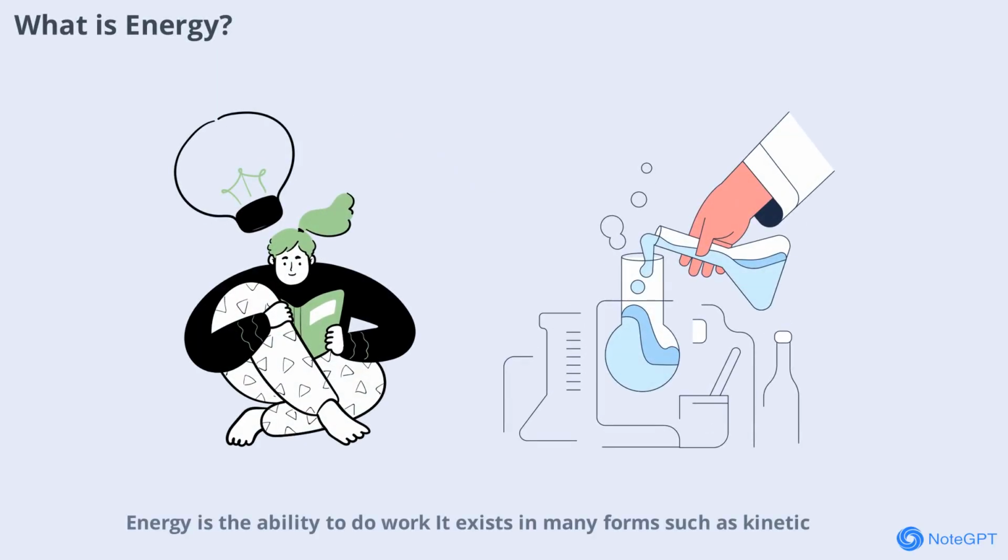Energy is the ability to do work. It exists in many forms such as kinetic, potential, thermal, and chemical energy. Every action from running to lighting a bulb involves energy transfer. Understanding energy is key to understanding how the world works, from simple machines to complex biological systems. Let's explore the different forms of energy in detail.